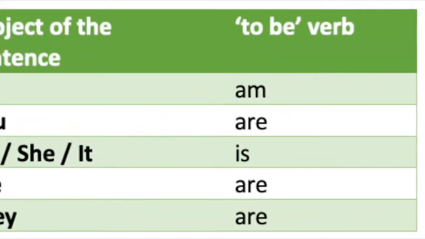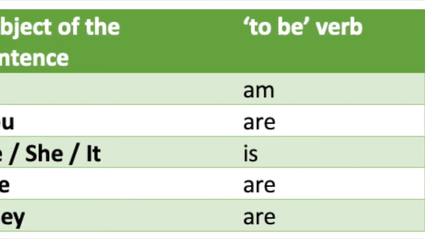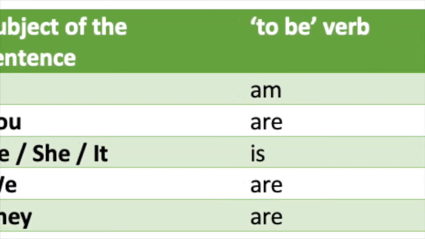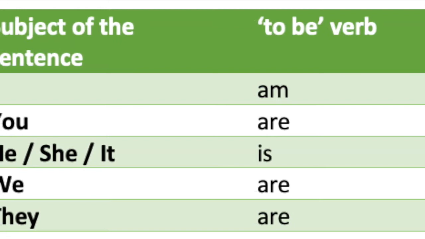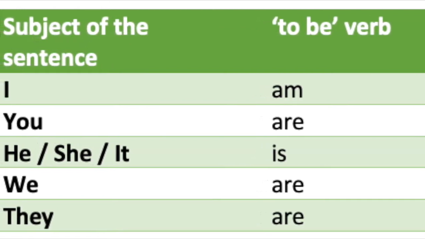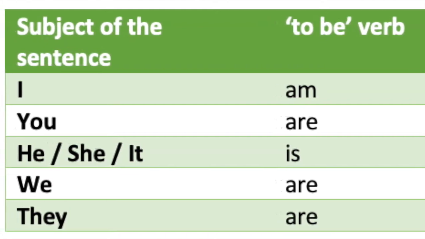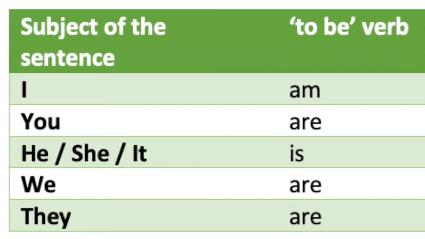Before we start learning, what you need is two things. I have two things in my toolbox for you. The first thing is this table. Have a look. Basically, you just need to learn these. These are the conjugations of the to be verb. It shows you which to be verb, is, am, or are, goes with which subjects. I, you, he, she, it, and they.